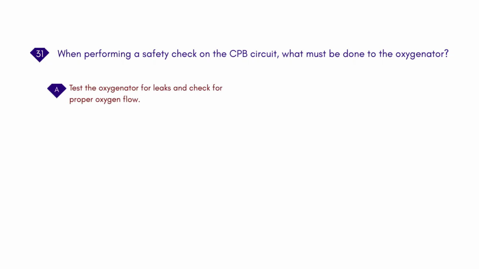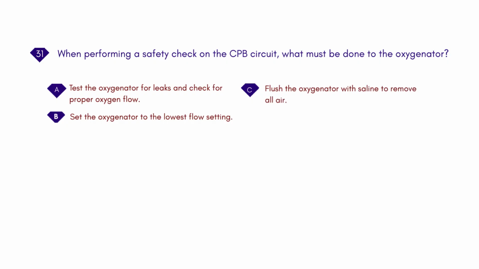When performing a safety check on the CPB circuit, what must be done to the oxygenator? A. Test the oxygenator for leaks and check for proper oxygen flow. B. Set the oxygenator to the lowest flow setting. C. Flush the oxygenator with saline to remove all air. D. Ensure the oxygenator is connected to the patient's venous line.